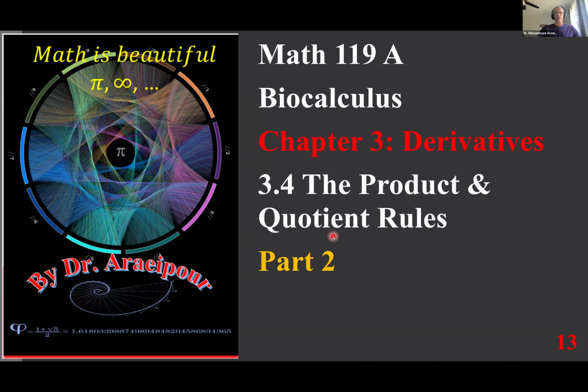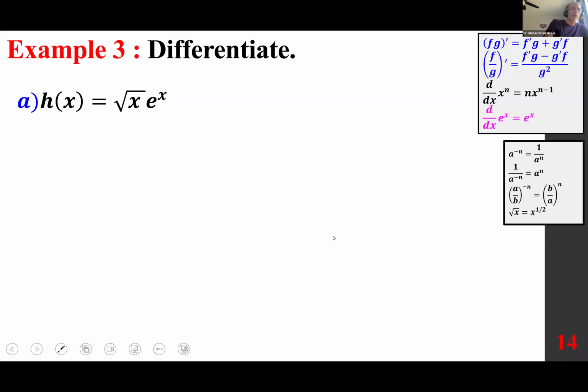Here's part 2. Number 1, for the two rules, I have given you the shorthand notation. (fg)' is f'g plus g'f. (f over g)', we use the same thing with the negative in between: f'g minus g'f over g squared. That will help us to memorize it nice and easy.